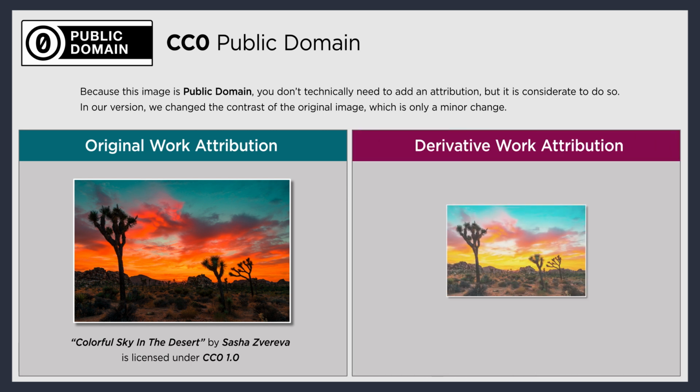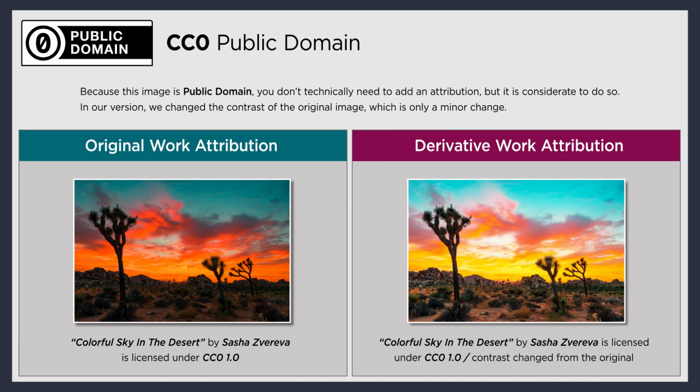Derivative work attribution: Colorful Sky in the Desert, by Sasha Zvereva, is licensed under CC0 1.0 / contrast changed from the original. CC BY requires an attribution.